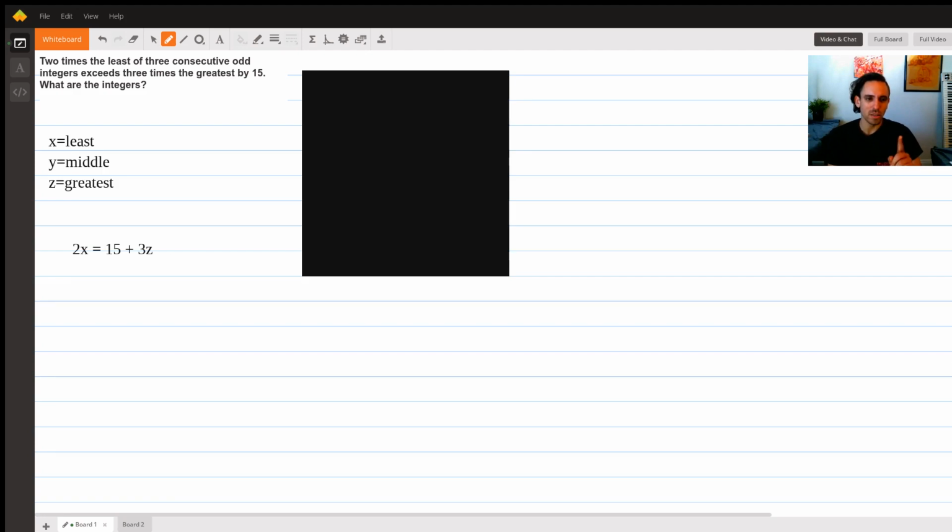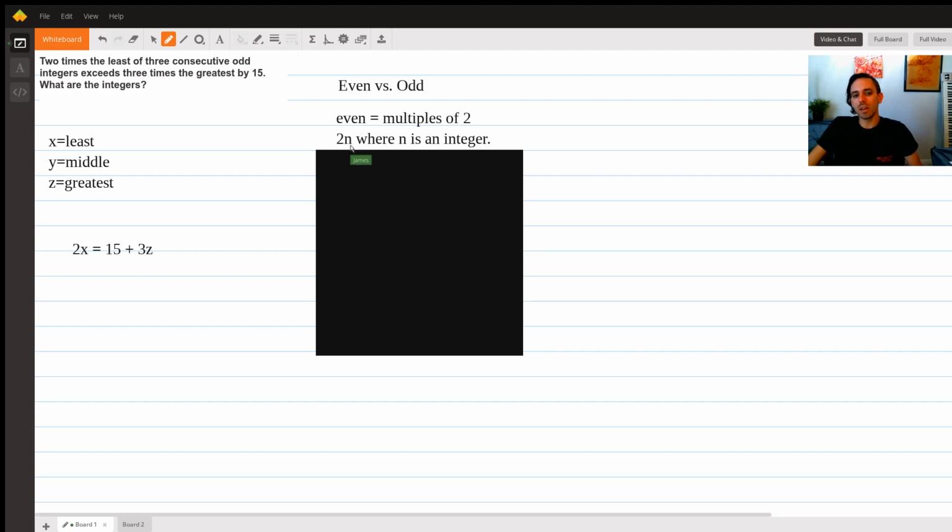But I do. The information is hidden right here. Consecutive odd integers. That gives us very specific parameters to work with. So if we uncover this, even versus odd, what makes a number even? It needs to have a factor of 2. It needs to be evenly divisible by 2. So even numbers are multiples of 2. We can write them as 2 times n, where n is any integer. What's an integer? 1, 2, 3, 4, 5, 6, 7, 8, 9, 10, and so on. You should know what an integer is if you're having to do this problem.